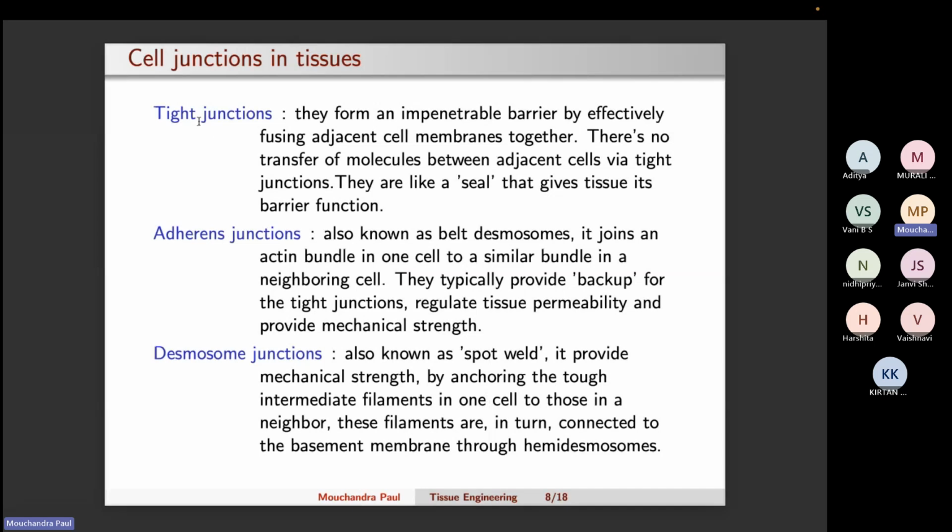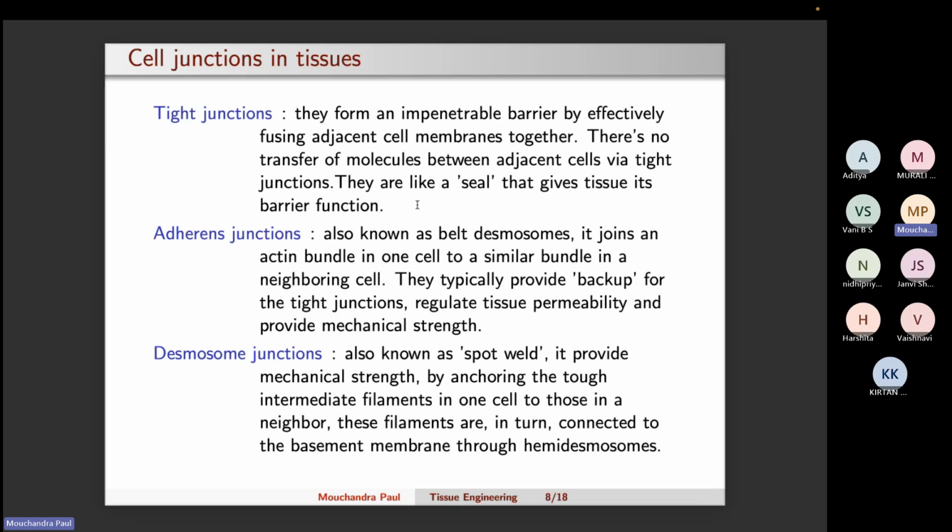Now, let's briefly describe all the four types of cell junctions. The tight junctions are an impenetrable barrier that effectively fuse the adjacent cell membranes together. As I said, they prevent any tissue leakage or cytosolic protein leakage out. That is the role of tight junctions. They are like a seal that gives a tissue a barrier function.